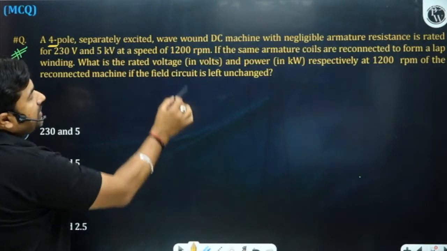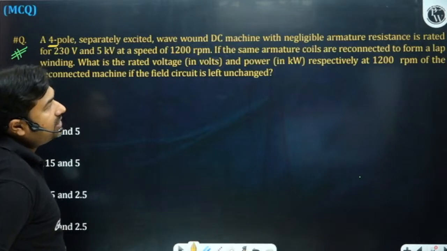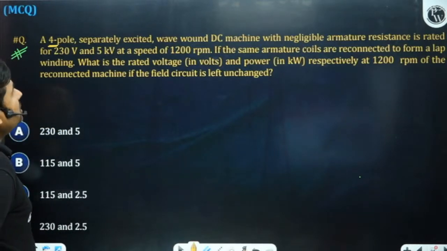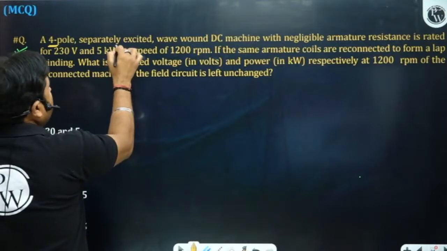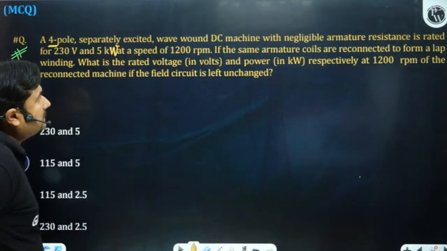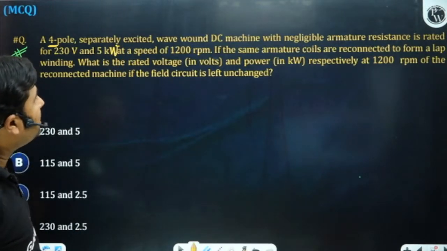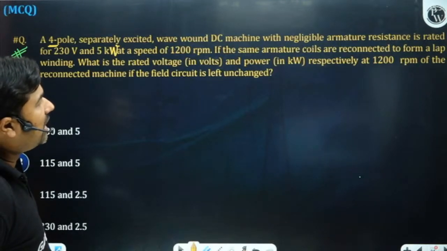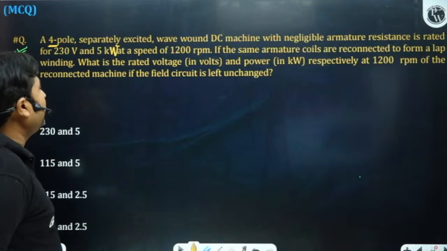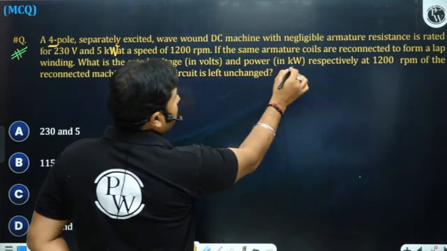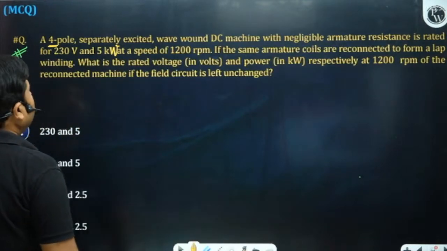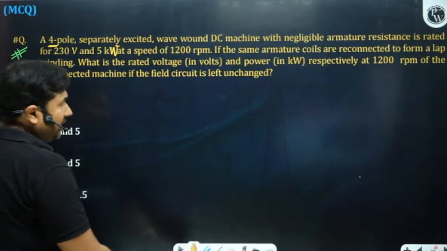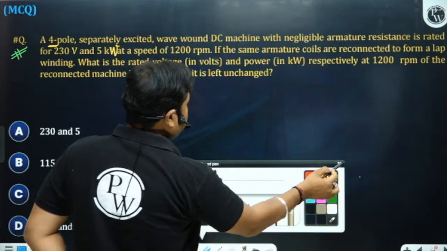A 4-pole separately excited wave wound DC machine with negligible armature resistance is rated for 230 volt and 5 kilowatt at a speed of 1200 rpm. If the same armature coils are reconnected to form a lap winding, what are the rated voltage and power respectively at 1200 rpm of the reconnected machine if the field circuit is left unchanged?